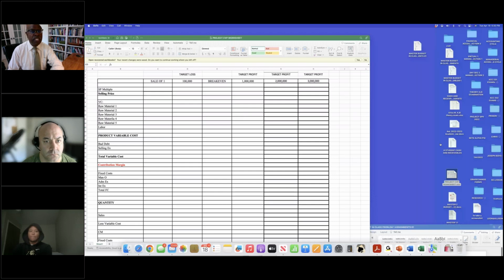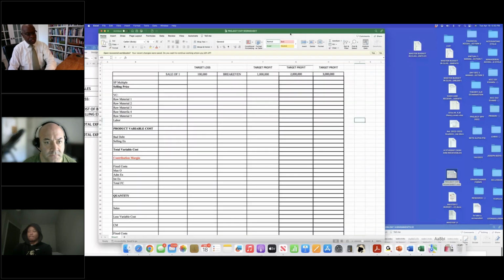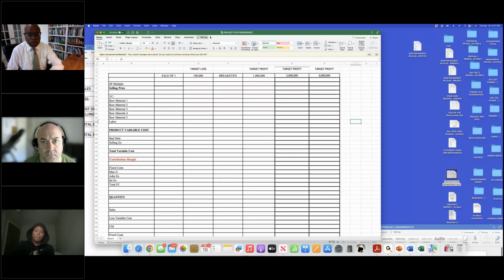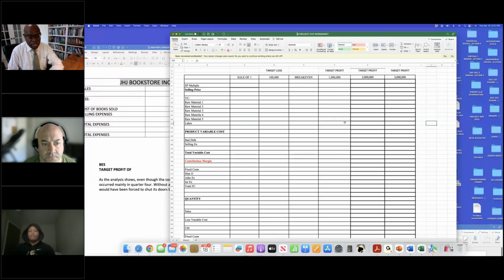And what you see is the CP worksheet that you're going to need for the project. When I reviewed the submissions, I found some problems that were going to cause you problems down the road. And so I'm asking you to resubmit. And as you work through, you got to list each of your raw materials.